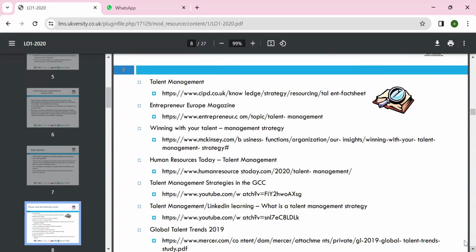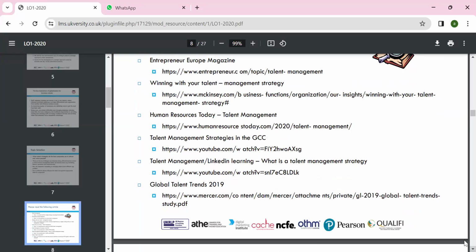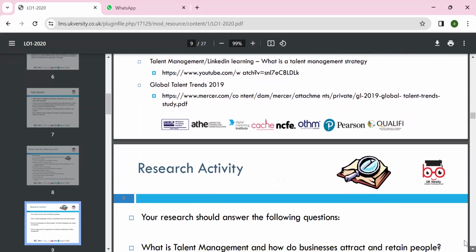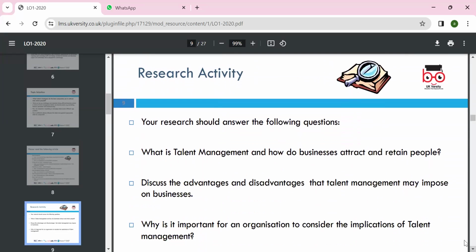So we can find Entrepreneurial Europe, we can find a magazine, Winning with Your Talent Strategies, according to McKinsey, the consultant company in America, Human Resource Today, Talent Study Today, which is talent management. Okay, talent management on YouTube, we have a LinkedIn talent management, a global talent, a UK talent program as well. So let's do the research activity.